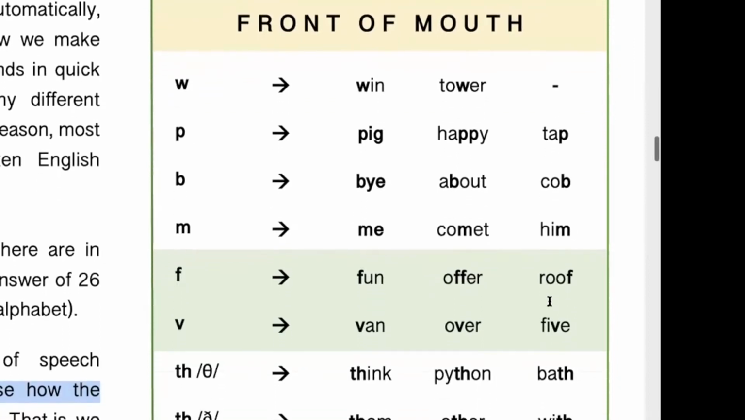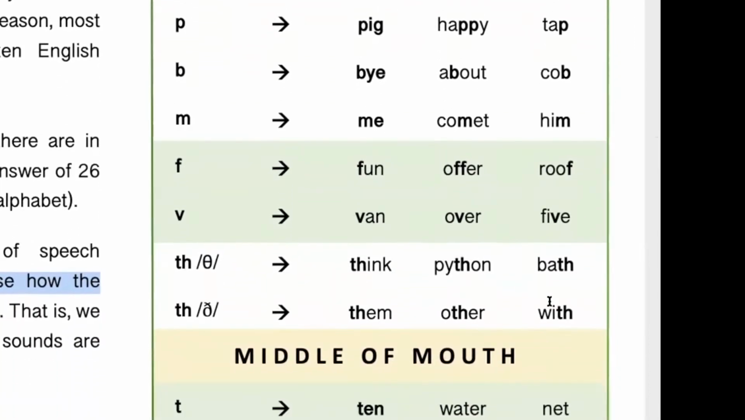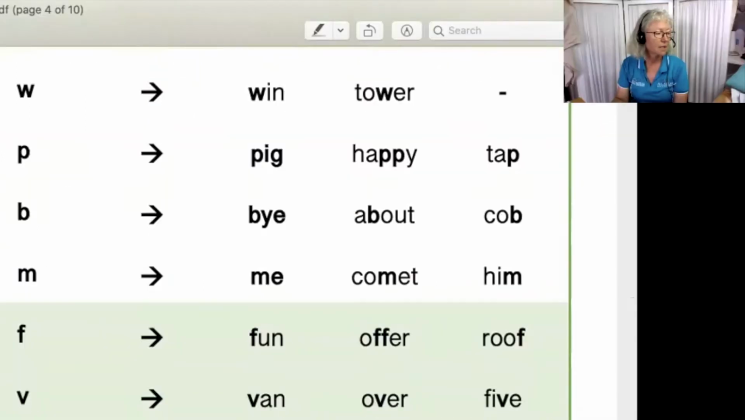So what I'd like you to do now, just moving that up so we can see that, is to pick up your mirror and we're going to do those sounds and think about if we can see the place, and we'll think about the voicing as well. So I'm going to hold up my mirror and I'm going to say w, and I can see it's at the front of my mouth. W, I can feel it's voiced.